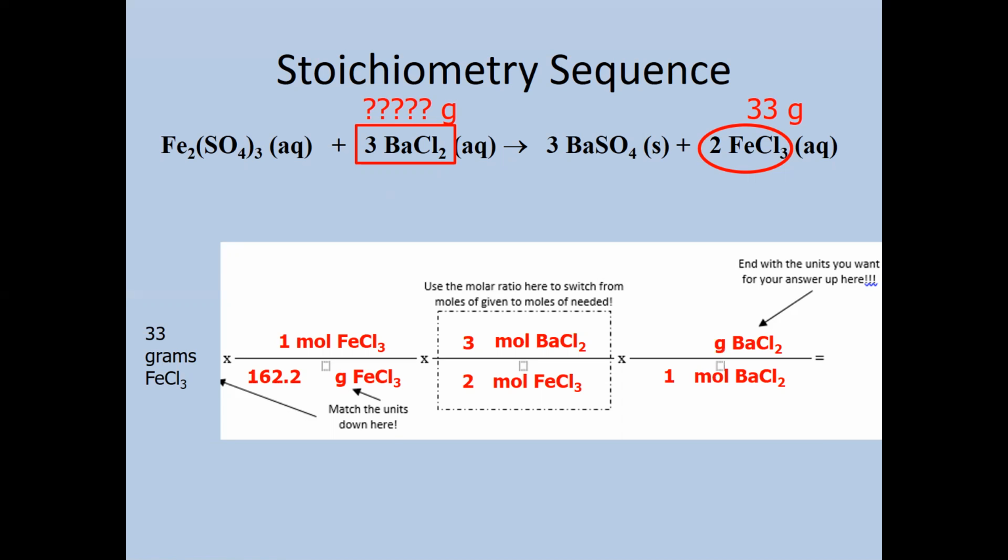And I'm looking for grams of BaCl2, so that means I go to my periodic table, find my molar mass of BaCl2, and put that here. Now when I plug this into my calculator, I've got 33 divided by 162.2 because it's in the bottom, times 3 divided by 2 times 208.23 because it's in the top. All right, so plug that in and see what answer you get.